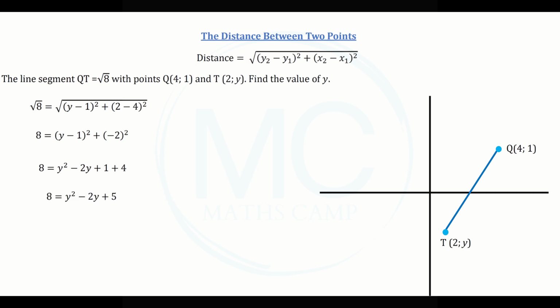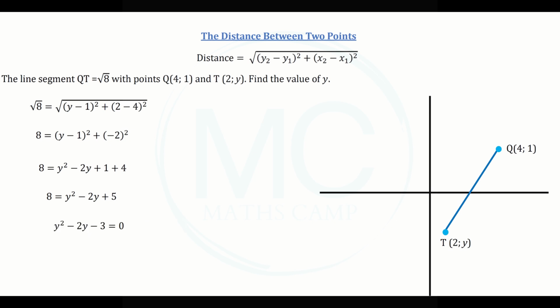Now we may be working with a variable y, but we have a y term and a y squared term. So we are still working with a quadratic that we need to factorize. Let's make this equation equal to 0. Our squared term is positive, so we can say y squared minus 2y. Then we're going to move 8 to the right-hand side, which becomes negative 8, and 5 minus 8 gives us negative 3. And we can now make this equation equal to 0.